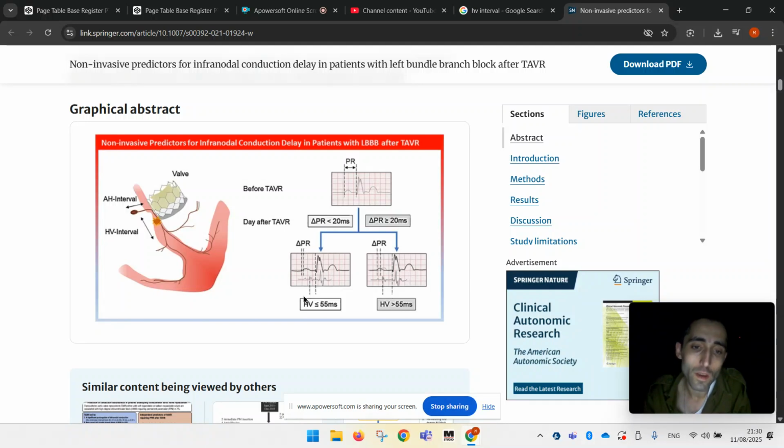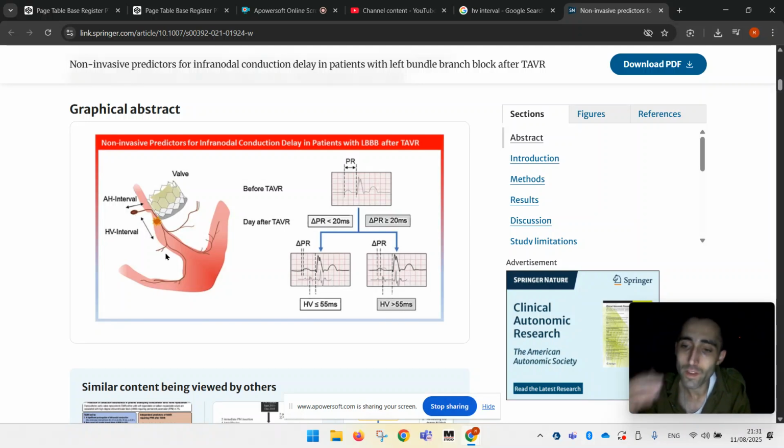Now, the HV interval should be under 55 milliseconds. If it's prolonged, it's said that there is an infranodal pathology. Infranodal because it's after the His, the bundle of His, or, more correctly, after the AV node. It's from the His to the ventricles.